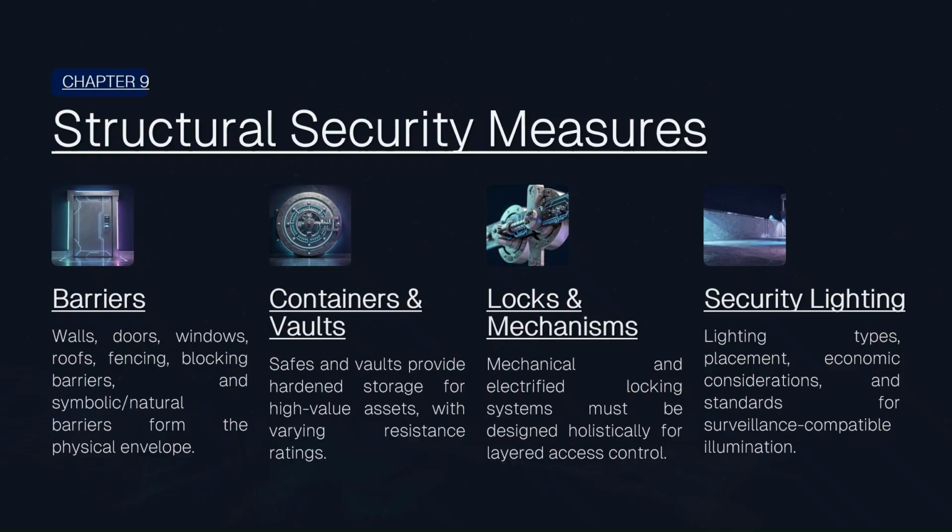Another important component is locks and locking mechanisms. Mechanical and electronic locking systems must provide adequate resistance against forced entry while allowing authorized access when required. Finally, security lighting plays a vital role in deterrence and visibility. Proper lighting supports surveillance systems, improves situational awareness, and enhances overall facility safety. Together, these structural elements create the first line of physical defense within a layered security strategy.